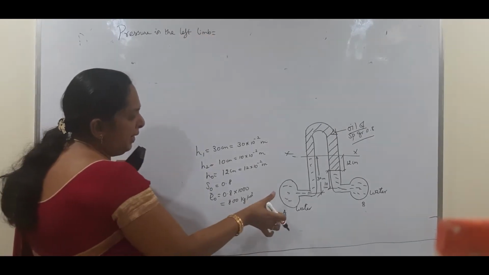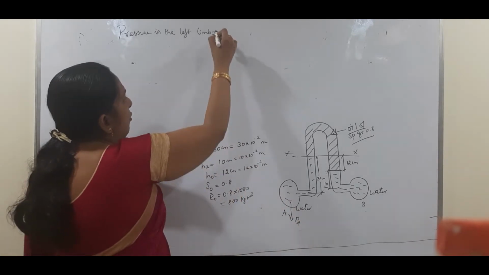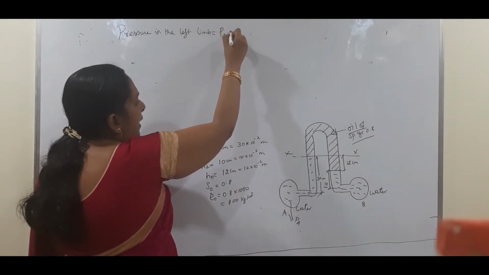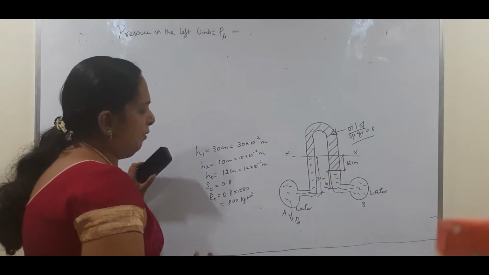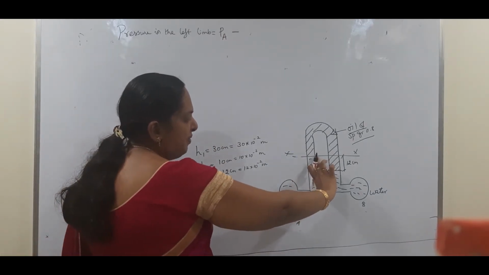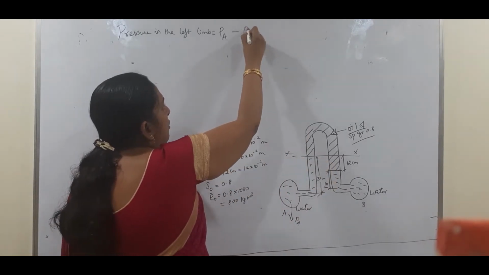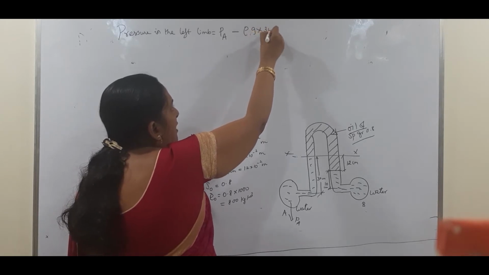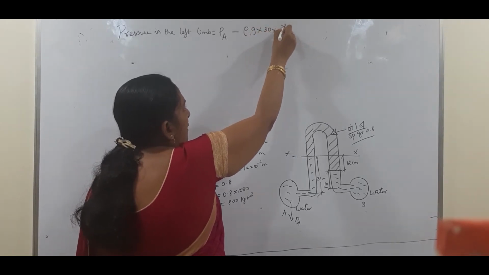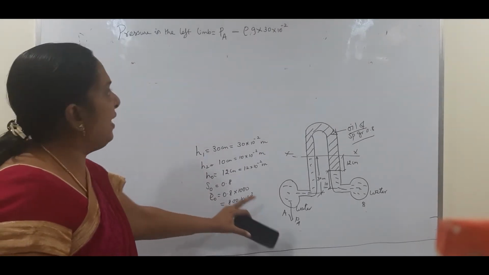We know here, this is your PA. So the PA is already, we have got the value. So PA, and this is minus because it is an inverted U-tube manometer. And the pressure because of this height of the water, it is rho g h, minus rho into g into h. H I am converting into meters, so 30 into 10 to the power of minus 2 meters. So these are the two pressures on the left limb.